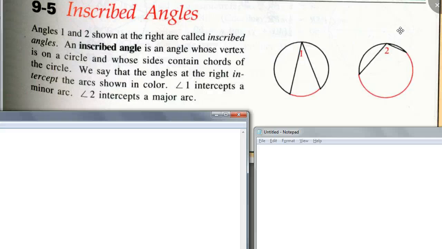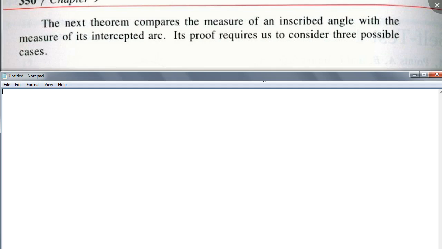Okay. So write that down. An inscribed angle is an angle whose vertex is on the circle, and whose sides contain chords of the circle. Inscribed angle 1 intercepts the minor arc. Inscribed angle 2 intercepts the major arc. Okay. So write that down. So what we're going to learn today is the theorem that compares the measure of an inscribed angle with the measure of its intercepted arc.